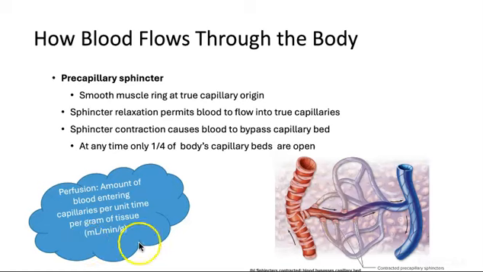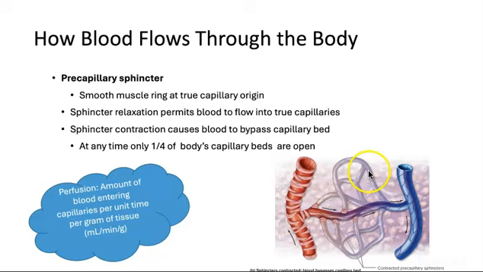This is going to affect the amount of perfusion we have within the tissues. When I use that word perfusion, I'm referring to the amount of blood that is entering the capillaries per unit time per gram of tissue, and the exchange that we have here within our tissues.